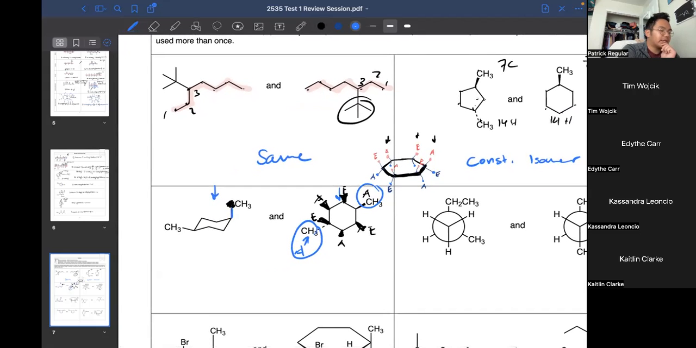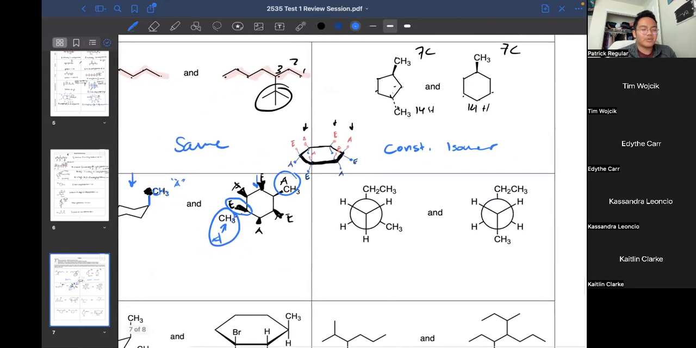However, even though this one is axial, this one is equatorial. They would be different compounds because this is equatorial. Not what we're looking for. Does that make sense? Kind of. We'll try to see what we can do with the model set.